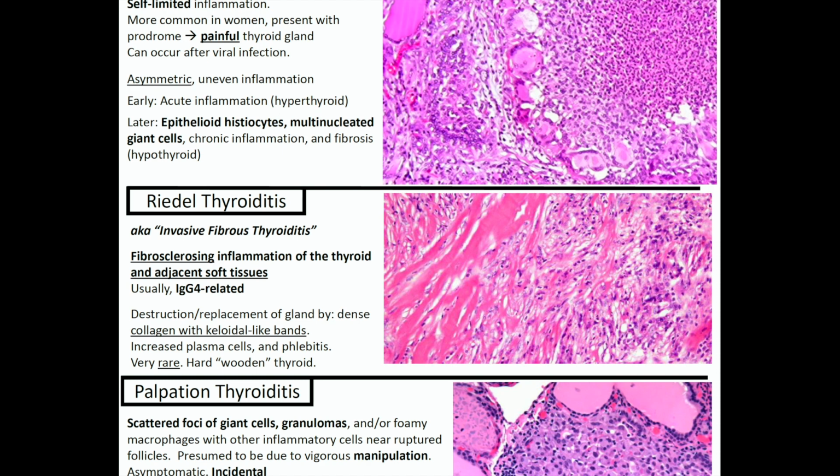It's very rare, but you can have a hard wooden thyroid upon palpation. And here you see those dense bands of collagen that look keloid-like, like in a keloid scar. You would see these dense collagen bands. So if you see that in the thyroid, you can think of Riedel thyroiditis.